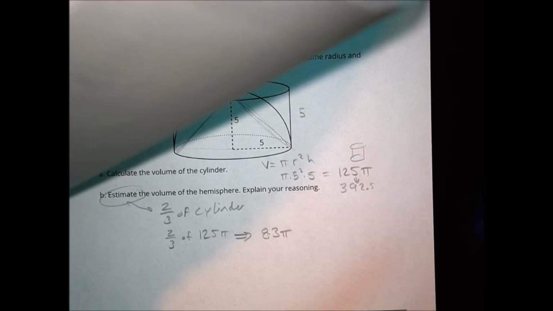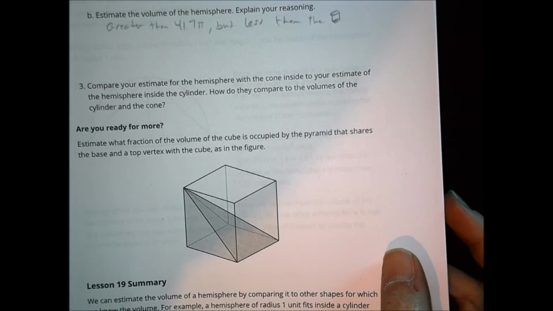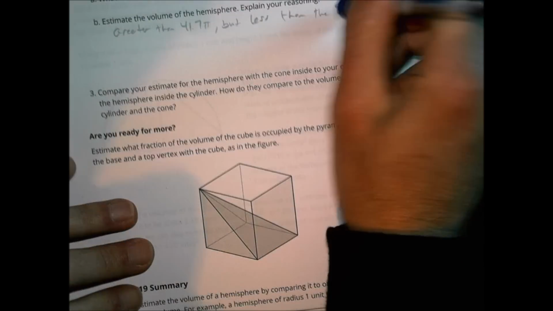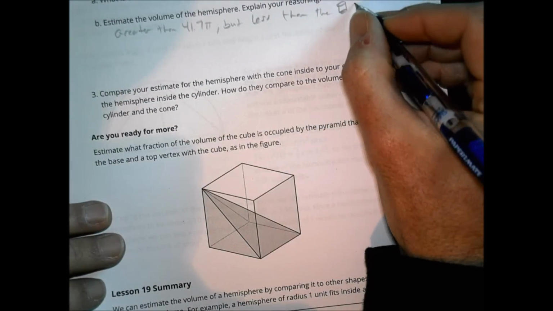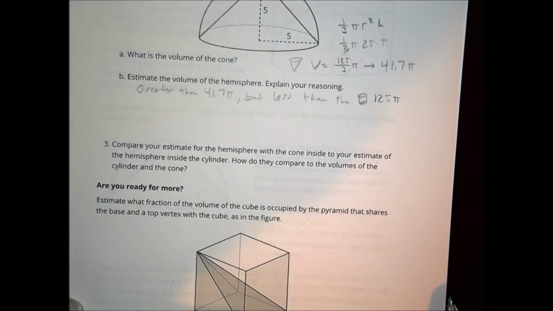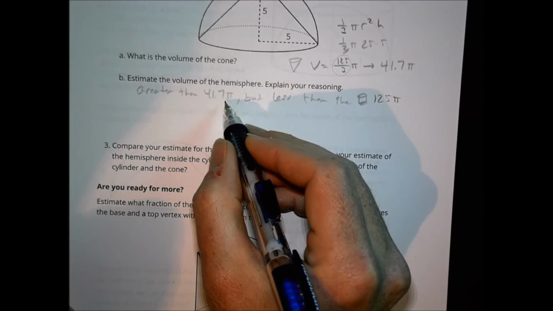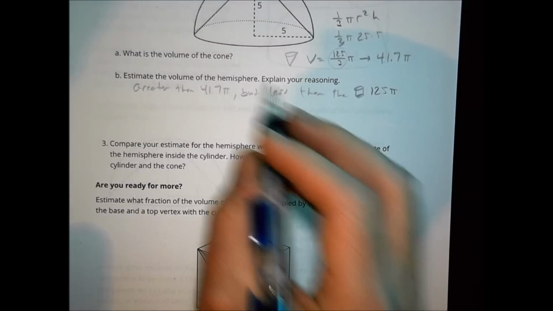No, something's wrong. Something's not quite right there. Let me think. Looking real quick. Yeah. So we can say less than the pi value. We're doing in pi. So let's just keep the pi stuff. So we said that was 125 pi. Okay, leave it in terms of pi. Sorry. So it's going to be greater than 41.7 pi, but less than 125 pi. That's the idea.